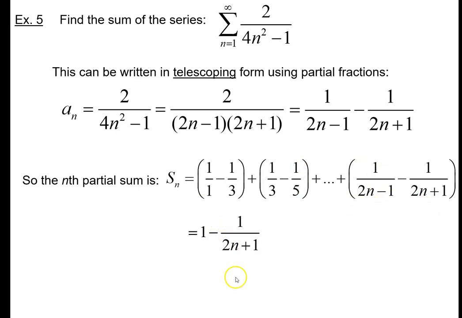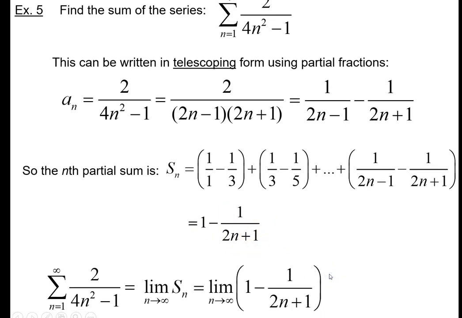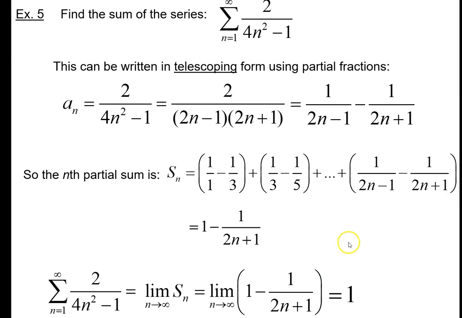So to find the infinite sum of the series, the question is, what is the limit of this expression I have now for the nth partial sum? That limit would be the limit as n goes to infinity of 1 minus 1 over 2n plus 1. Of course, this 1 over 2n plus 1 will zero out, and that just leaves us with 1. So that tells us that the original infinite series converges to the value of 1.